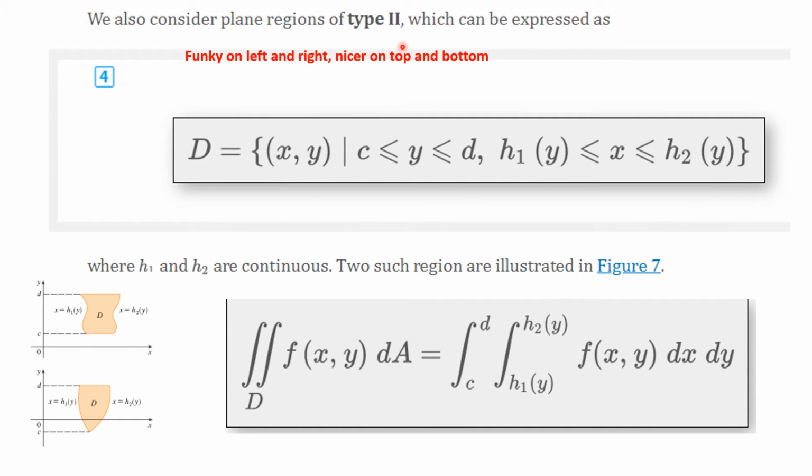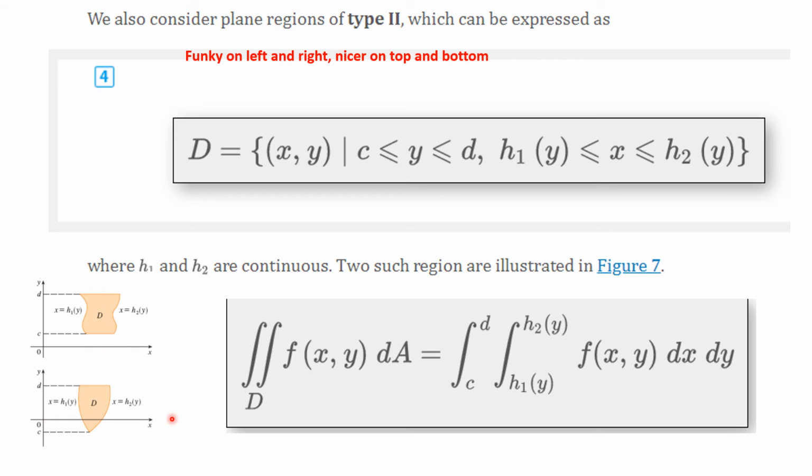We can also consider plane regions of type II, which can be expressed this way, where y runs between c and d, but x runs between continuous functions h1 of y and h2 of y, where h1 and h2 are continuous. And so here's an example of those regions. So you see y goes from c to d, but x on the left and right are continuous functions, but they can be very curvy. So type 2 means you're funky on the left and or on the right, but it's nicer on the top and bottom.